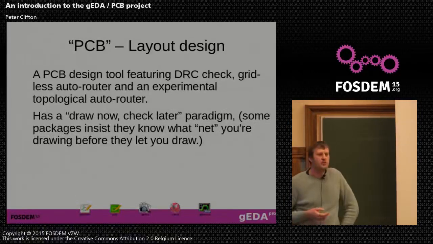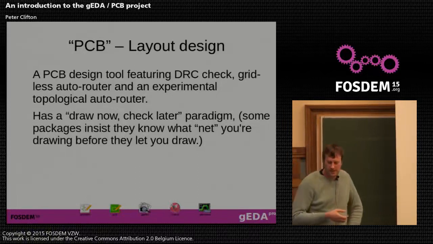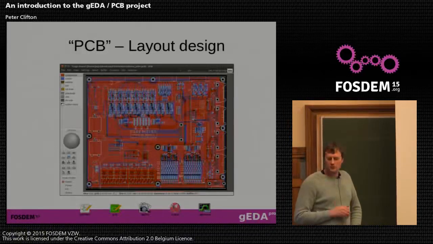This is what PCB looks like. Again, it should reflect what is in the upstream repository Git head. There's a 2D view and the little sphere underneath that, that's a 3D sort of trackball type control. It doesn't particularly give you a 3D view at the moment, but does let you put some perspective on the board.